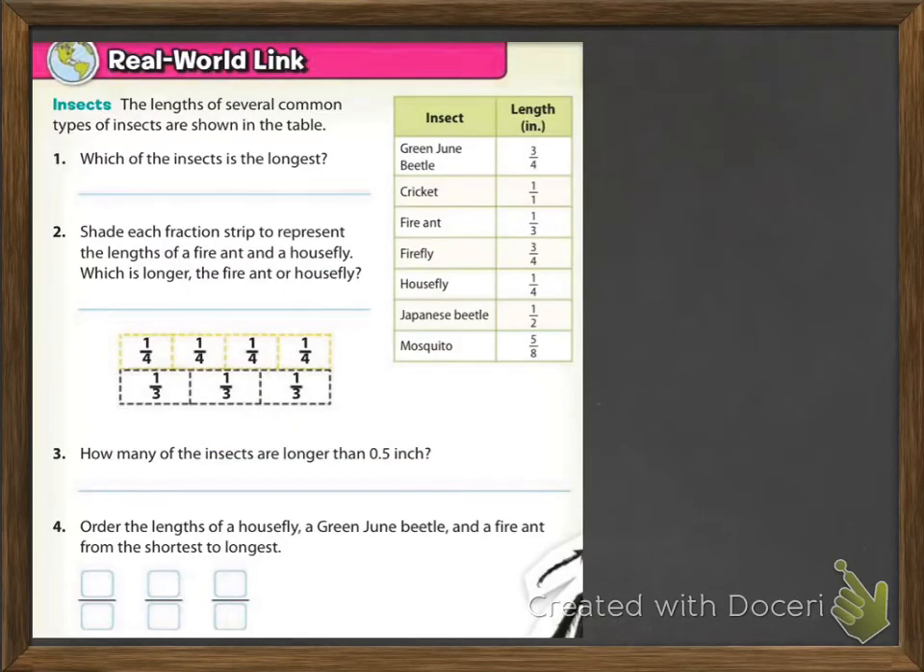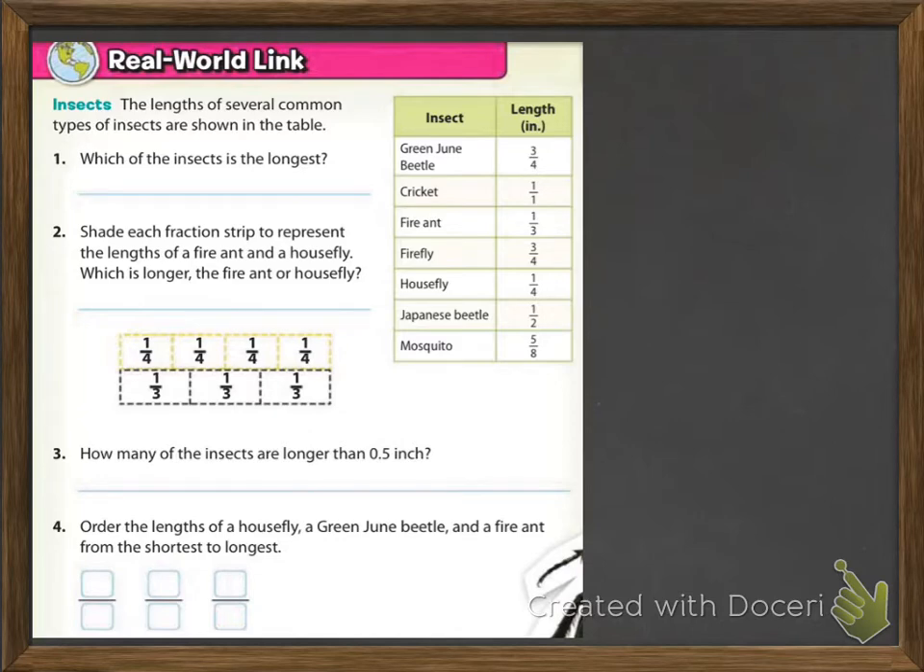Under the real world link, you'll see the lengths of several common types of insects are shown in the table. Which of the insects is the longest? So you want to look at the different lengths and you're going to have to compare these, but because they're fractions, you can't really compare them just yet. So you want to just take a look at them.